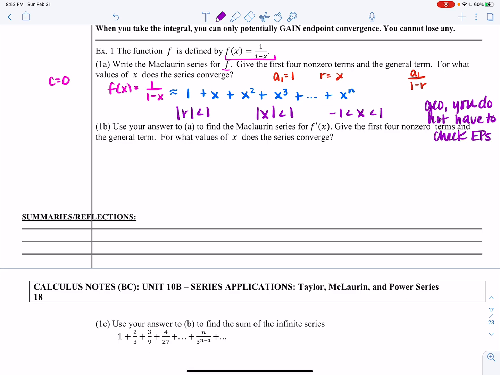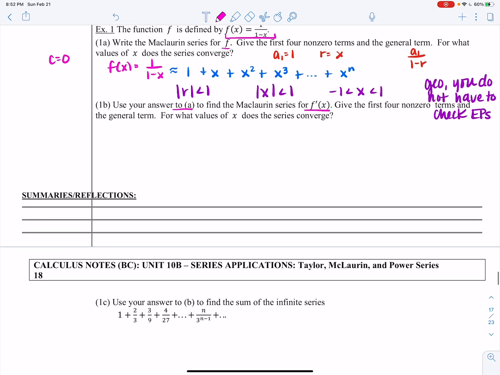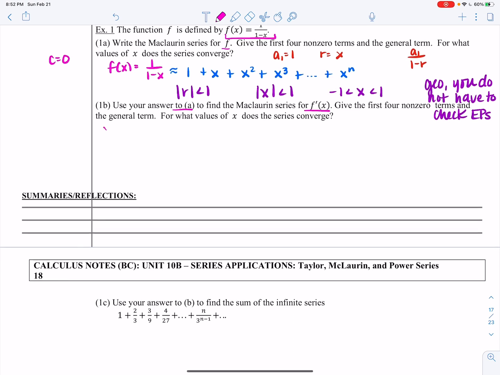But let's say I now ask you to find the derivative. So use your answer to A to find a Maclaurin series for the derivative. Okay, I'm just going to take the derivative term by term. Derivative of 1 is 0. The derivative of x is 1. Derivative of x squared is 2x. Derivative of x cubed is 3x squared. And this is going to follow the pattern of n x to the n minus 1. Now, we already know that it's going to converge on the interval from -1 to 1.